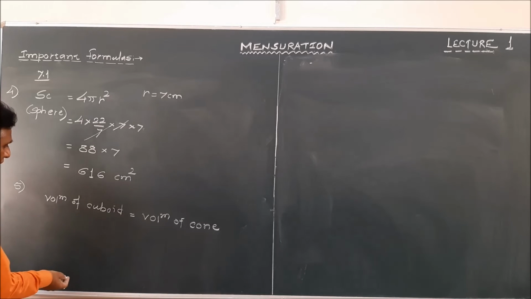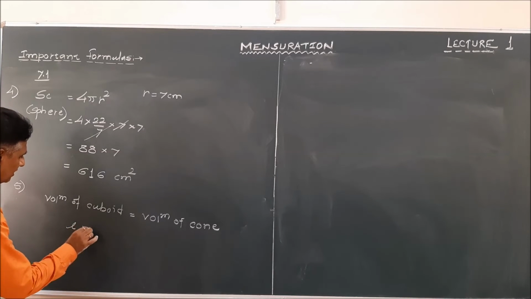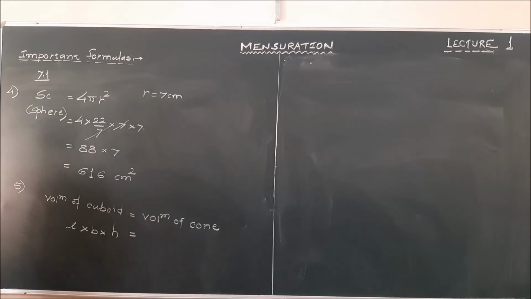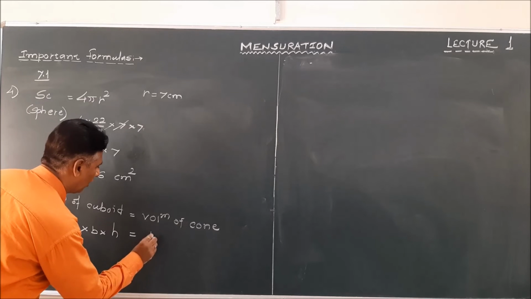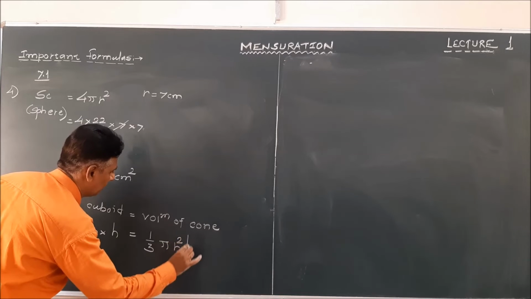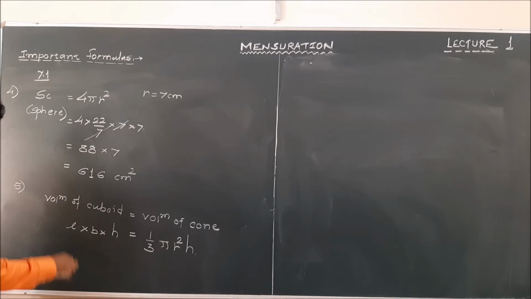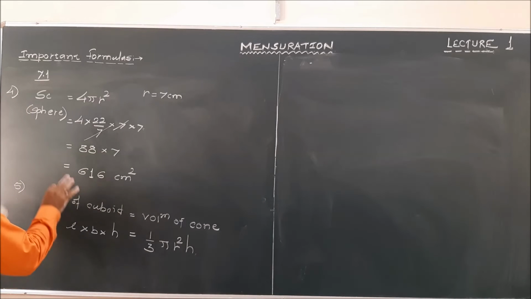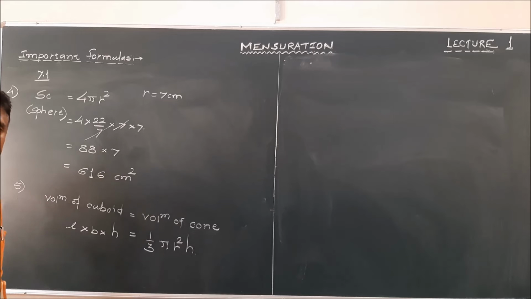Now what is volume of cuboid? It is length into breadth into height. Volume of cone is what? 1 upon 3 pi r square h. So volume of cuboid is equal to volume of cone. Reason: the cuboid is melted and the cone is prepared. So their volumes will be the same.